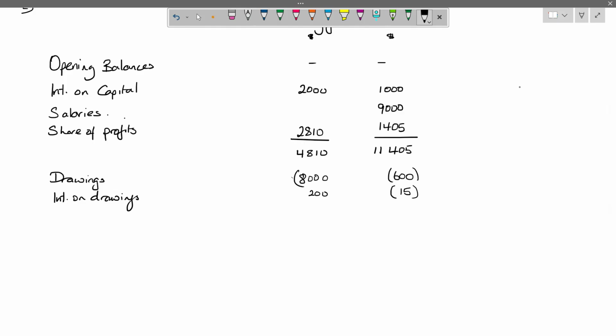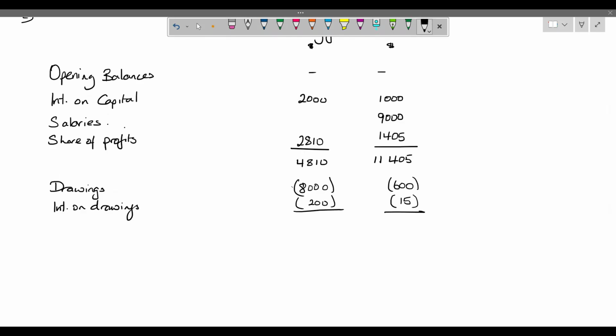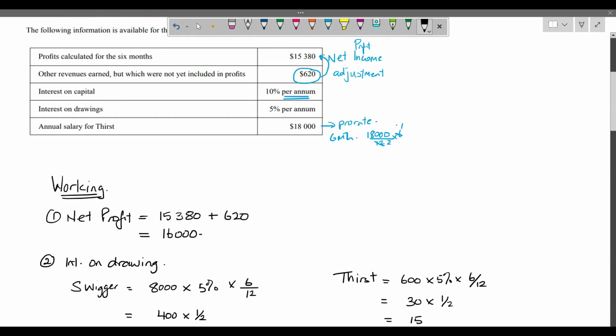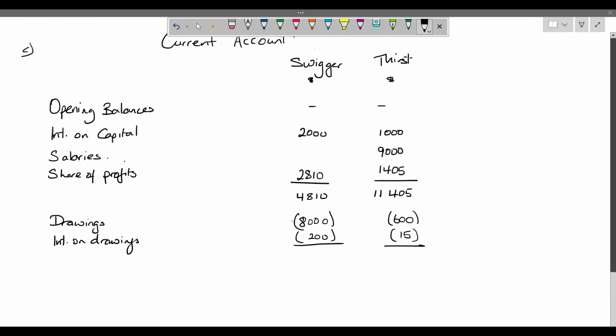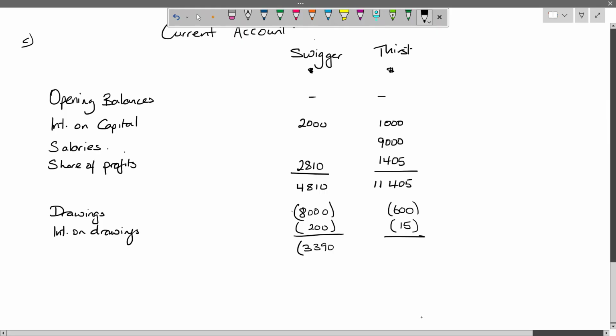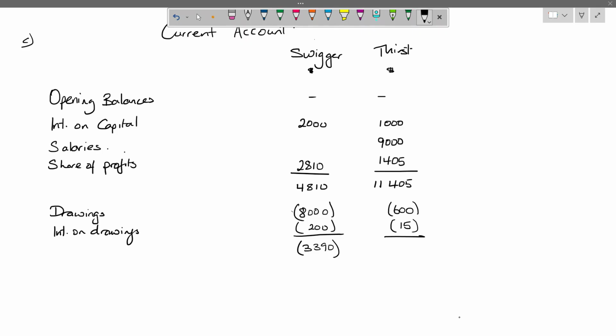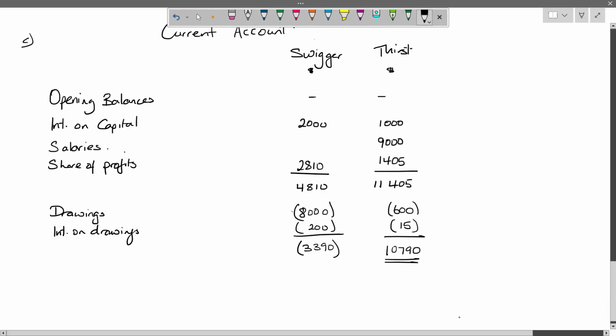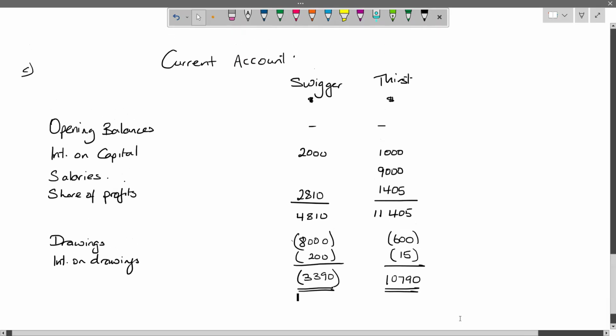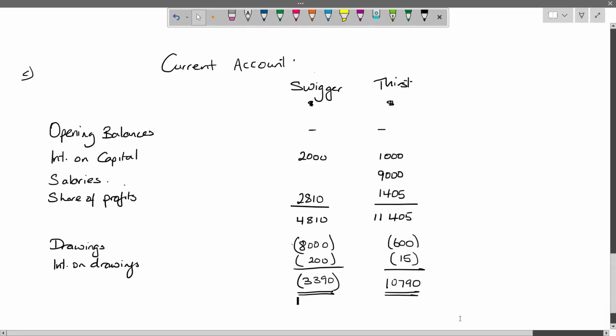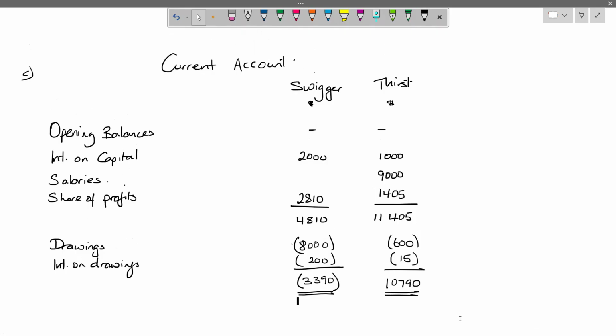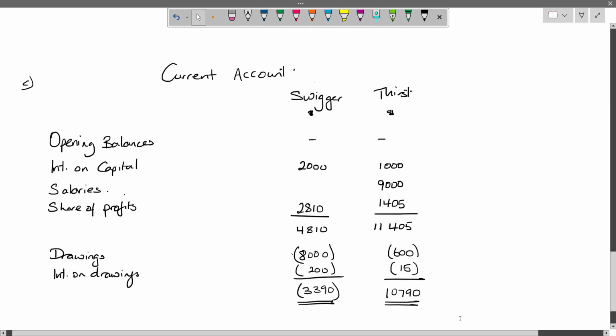Remember that these are within brackets, right? If you forget those brackets, then you'll run into some problems with our calculation and get some wrong answers. 4,810 minus 8,000 minus 200. Just double check. Yeah, that's how much he did take out. So Swigger already started taking out more than he earned. Then 45 minus 615, 10,790. Right, so Swigger has already withdrawn in excess of his earnings, $3,390. This is in good standing. Even though this had some drawings and interest on drawings, he's still been able to earn $10,790 in the partnership since inception.